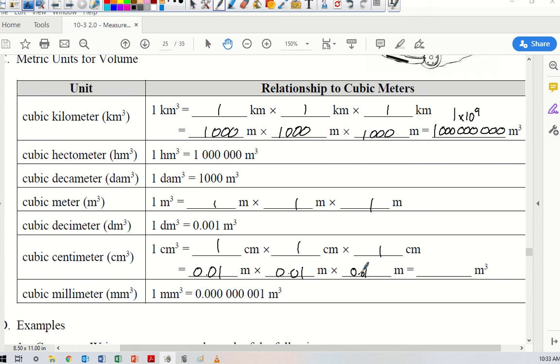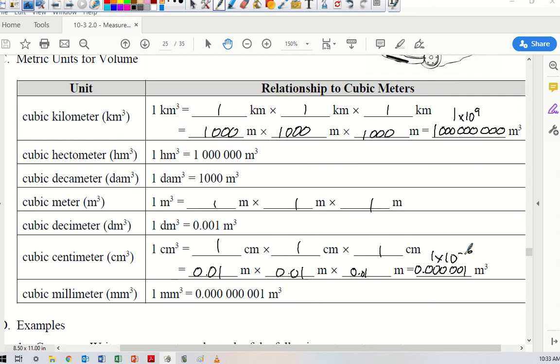0.01 for all three. You multiply 0.01 by itself 3 times, and it gives you 0.000001 cubic meters, or 1 times 10 to the power of negative 6 cubic meters if you are so inclined that way. Okay. Likewise, 1 millimeter cubed is 1 billionth of a cubic meter. So 0 followed by 8 zeros and a 1.